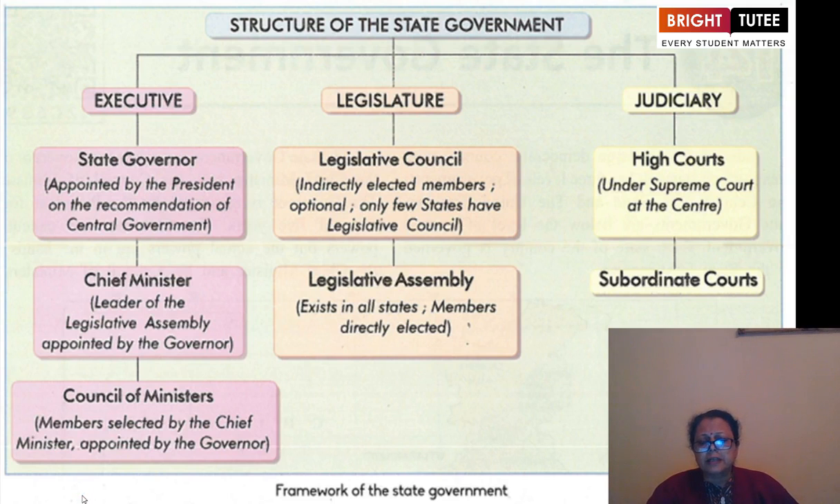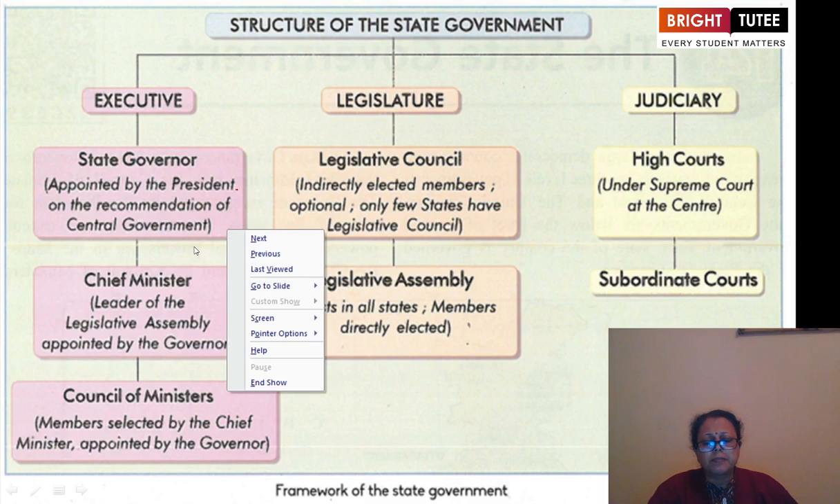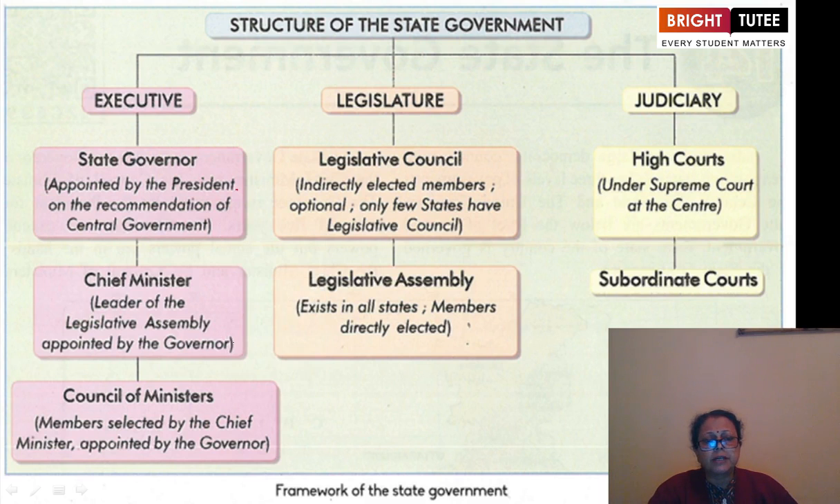The structure of the state government is given in a very detailed way. Executive, legislature, judiciary. State governor: the governor of a state is appointed by the president on the recommendation of the central government. Chief Minister: leader of the Legislative Assembly, appointed by the Governor. Council of Ministers: members selected by the Chief Minister, appointed by the Governor. This is the entire process of the executive, how they are getting appointed and who plays the main role behind the appointment of the ministers. These are the members of the state executive.